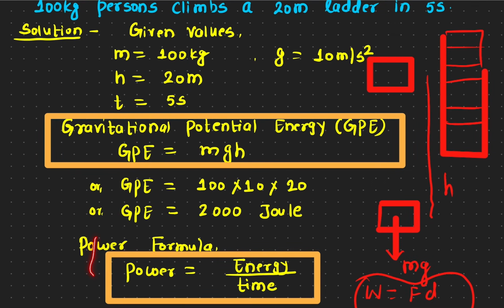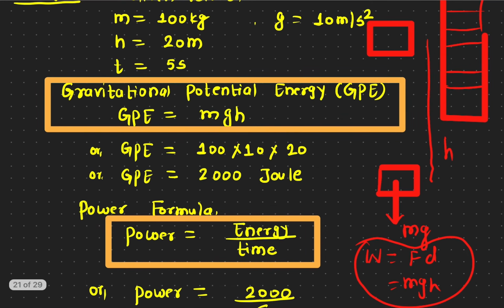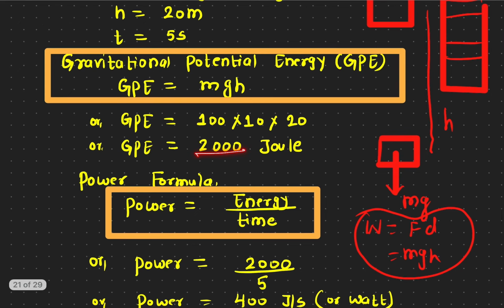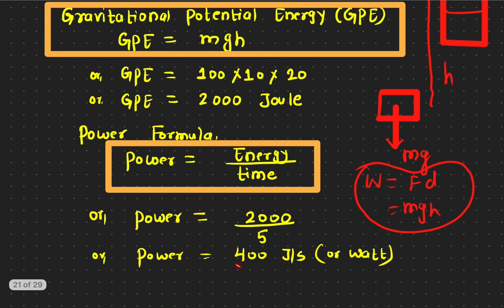So now to calculate the power, which is defined as energy per unit time, the energy is 2000 and the time is 5 seconds. If you do the math, you'll get 400 joule per second, and we call joule per second a watt. So 400 watt. So the power again is related with the time. If you complete the same amount of work in a smaller time, you need more power.